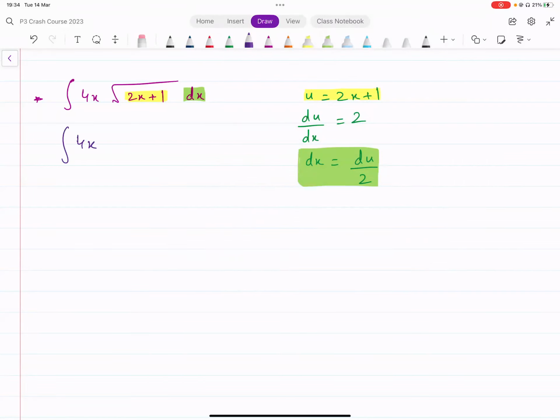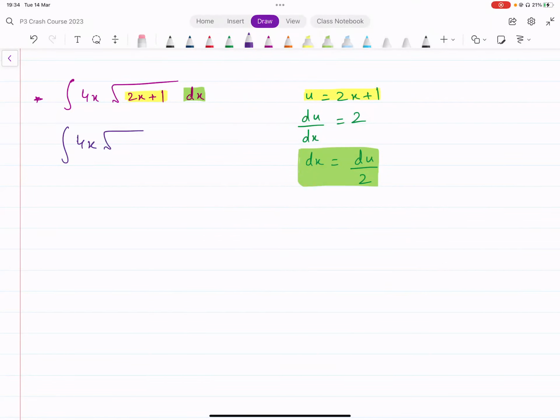4x remains as it is for now. Inside the square root, instead of 2x plus 1, you have u, so that gets replaced with u. Instead of dx, you write du over 2. All right. And the problem now is this x does not get cancelled, and this x is still there.